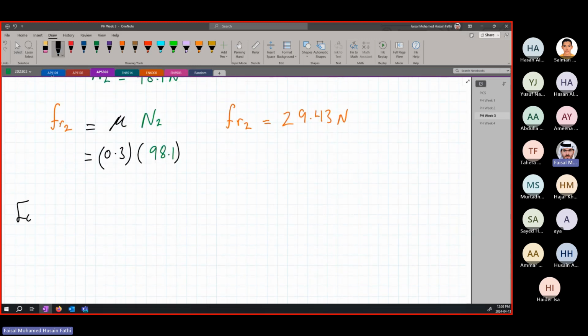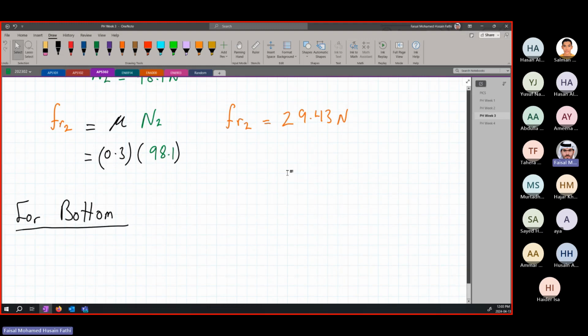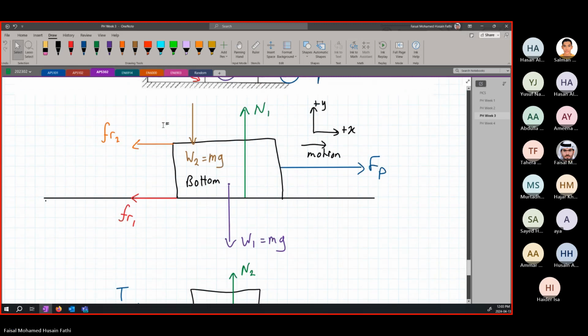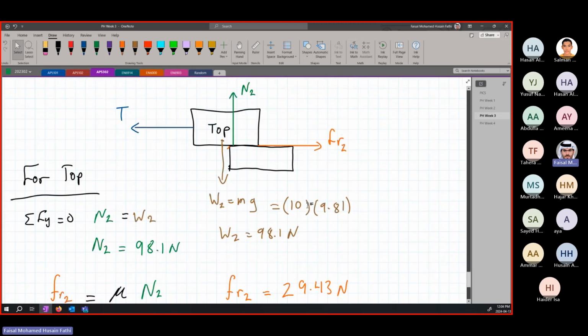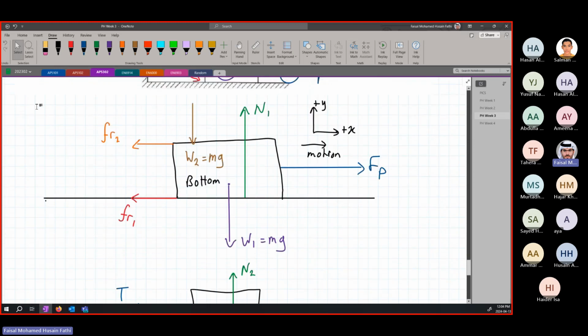Now, for the bottom, we are going to do the same exact thing first. We're going to do sigma Fy equals 0. All right. Let me just copy paste this down so we can work with it.